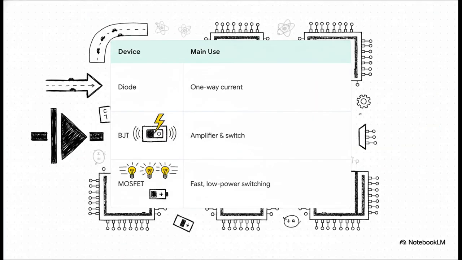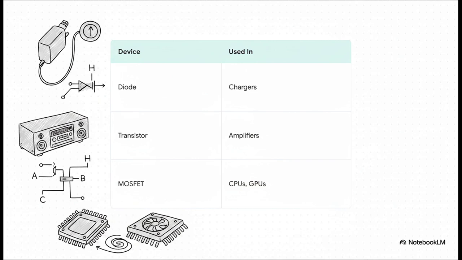So, let's do a quick recap just to lock all this in. The diode? That's your simple one-way street for current. The classic BJT transistor is fantastic for amplifying signals and for basic switching. But the MOSFET? That is the undisputed champion for fast, efficient, low-power switching. It's the engine of all things digital. And you could literally find them everywhere.